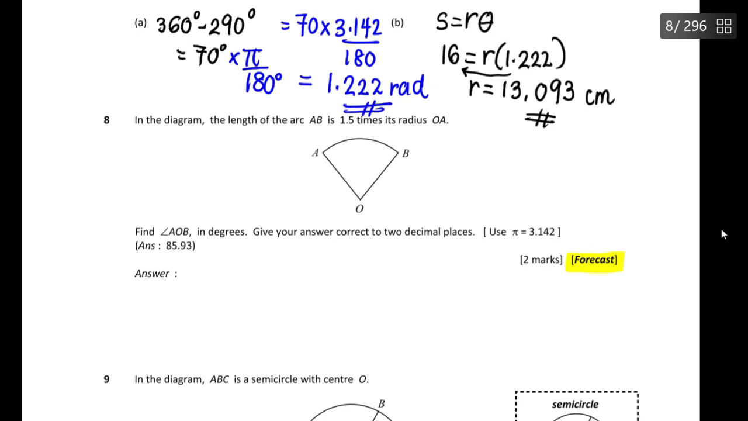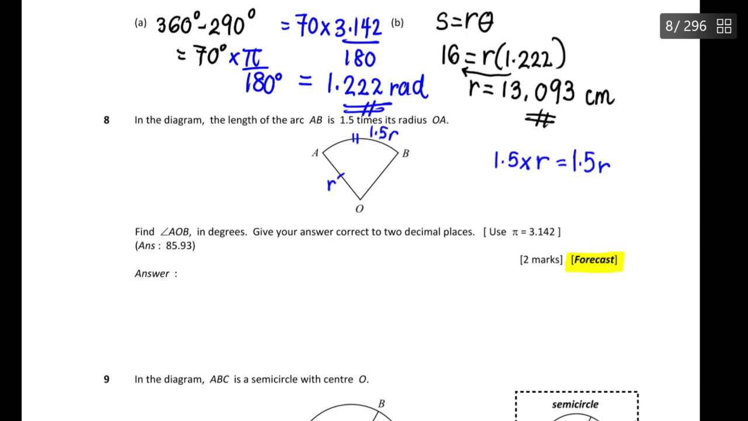Now, in the diagram, the length of arc AB here is 1.5 times the radius OA. So here is your radius OA. So 1.5 times. You can see the word "times" there, right? So 1.5 times the radius, which we can write as 1.5 r. So that means the arc AB is actually 1.5 r.